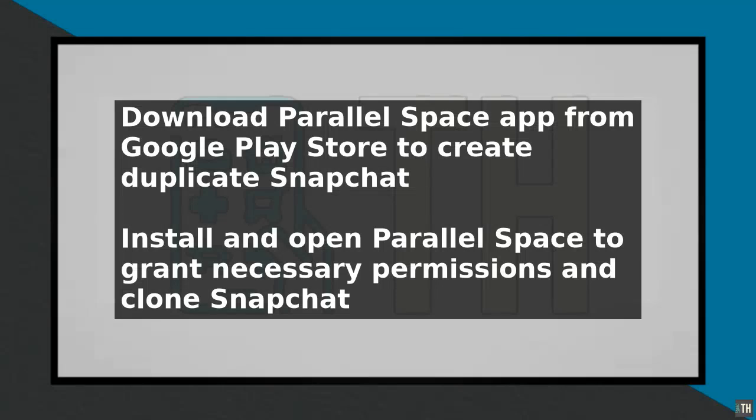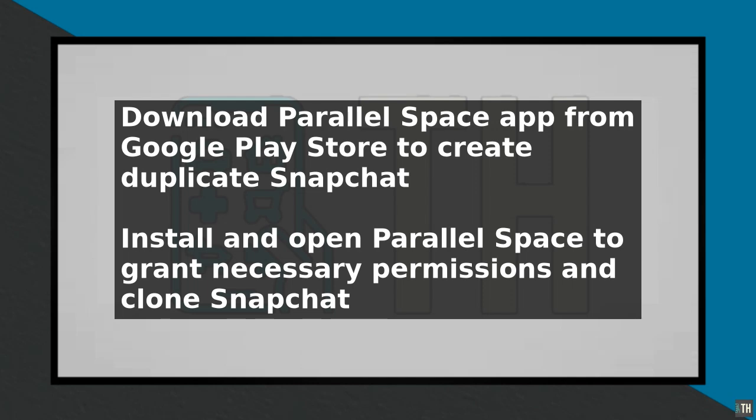To install and use dual Snapchat accounts on Android, start by downloading and installing the Parallel Space app from the Google Play Store. This app allows you to create a duplicate version of Snapchat, enabling you to run two separate accounts simultaneously.